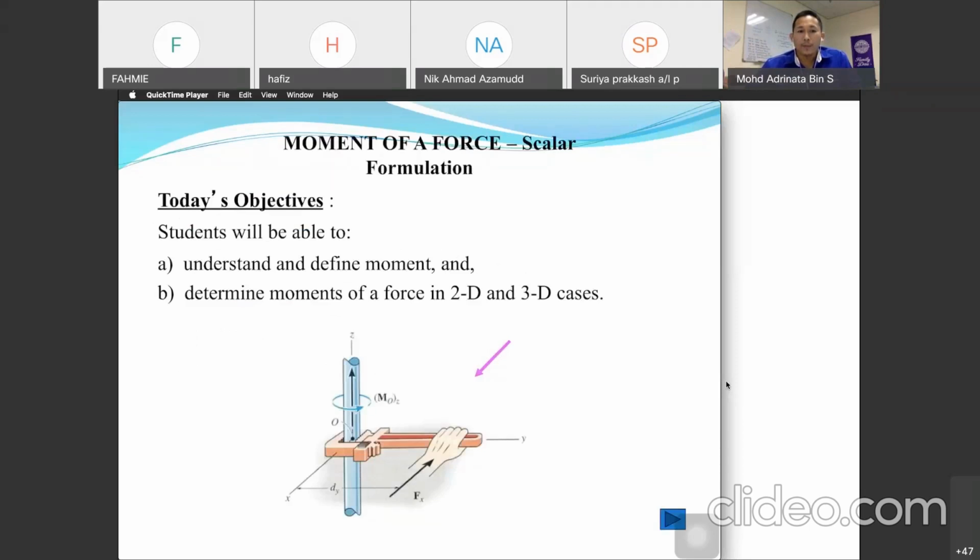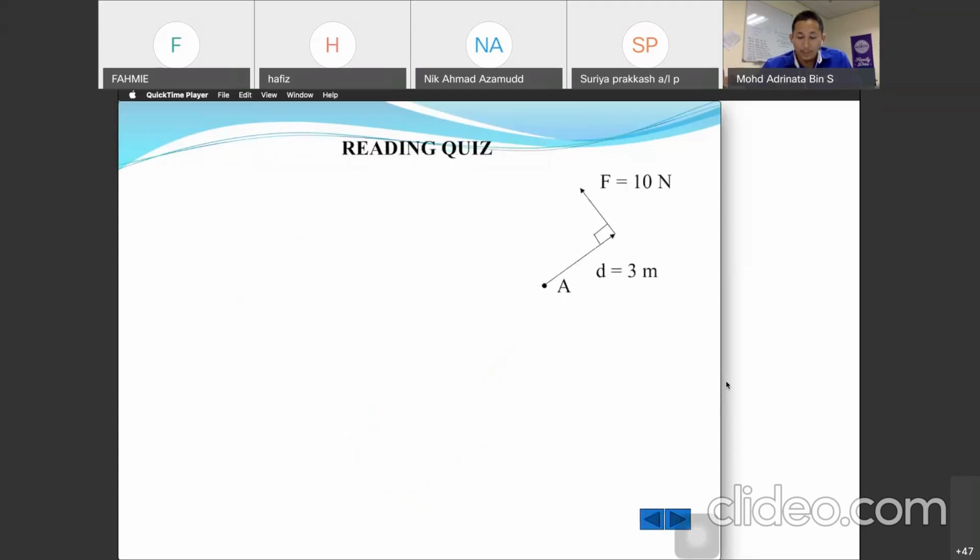Determine moments of a force in 2D. I'm not sure if there are 3D cases covered in your chapter. Okay.